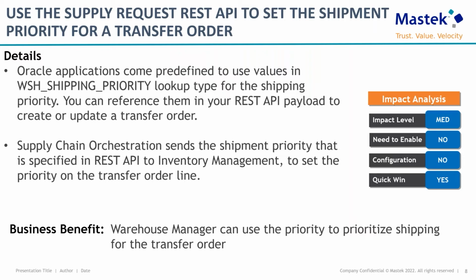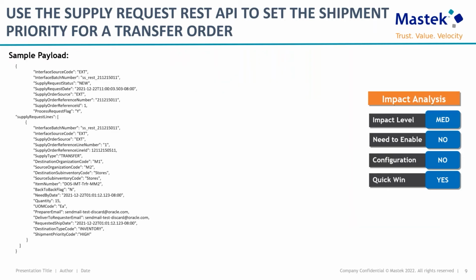Supply chain orchestration sends the shipment priority that is specified in the REST API to inventory management to set the priority on a transfer order line, which can then be used by the warehouse managers to prioritize the shipping of the transfer order out of the vast pool that is available in their system. Next, we will see the sample payload. This is a sample payload that has been provided, and at the bottom you can see the shipping priority code, which is now being provided in our sample payloads.